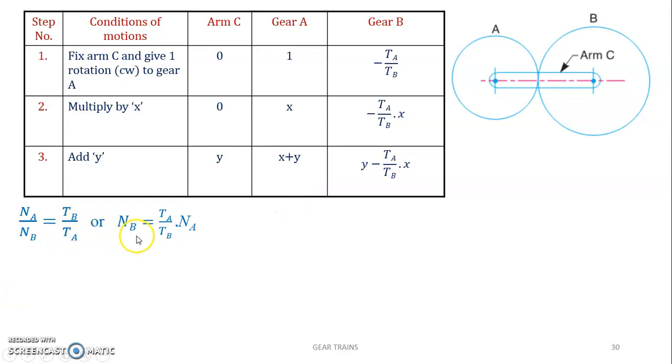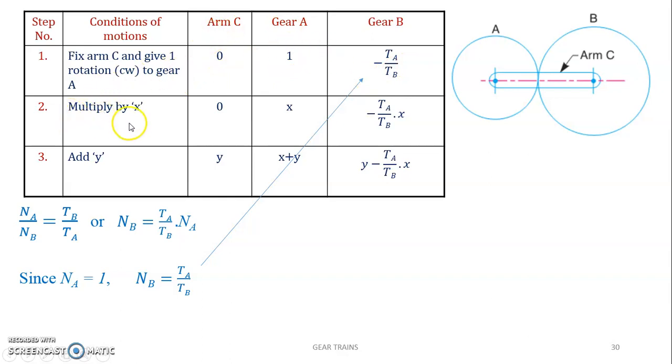I want the expression for the speed of gear B, NB. Rewriting this, NB is equal to TA by TB into NA. Now since NA is equal to 1, because I have given one rotation, NB is equal to TA by TB. That's what I have put over here, and this minus sign is because the direction is opposite to the direction of A. So once you get this top row, everything is simple.